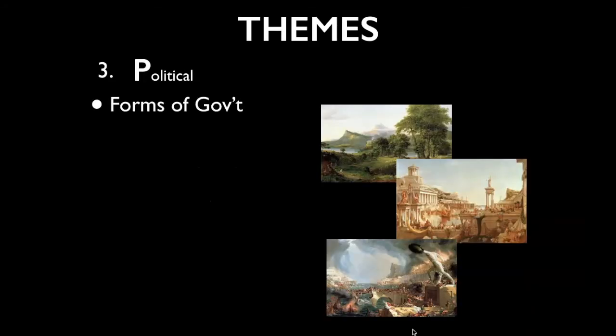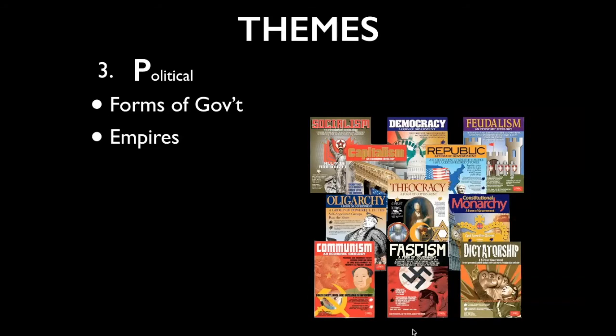P is political. We'll talk about different forms of government. The most common form of government in world history is monarchy, where there's one single centralized ruler, but we've seen, especially more recently, the introduction of more different forms of government, including increasingly democracy. We'll talk about the way in which empires have formed and been constructed over time in world history.